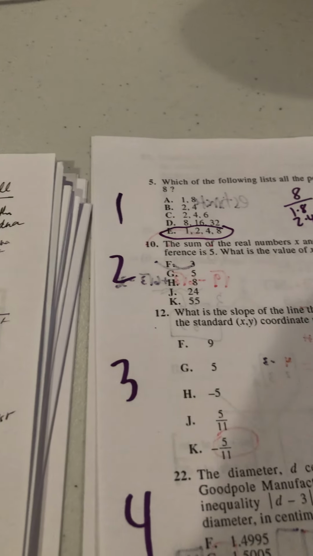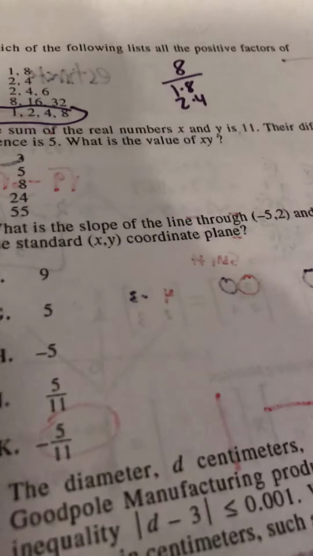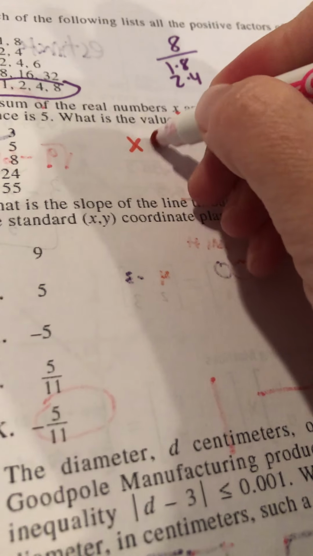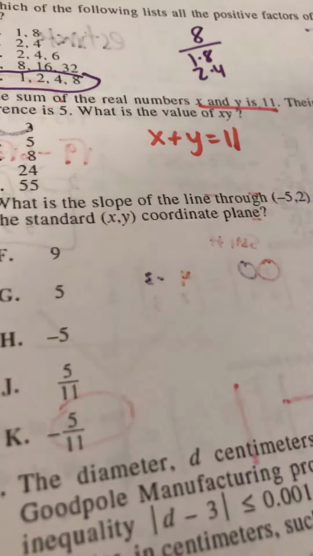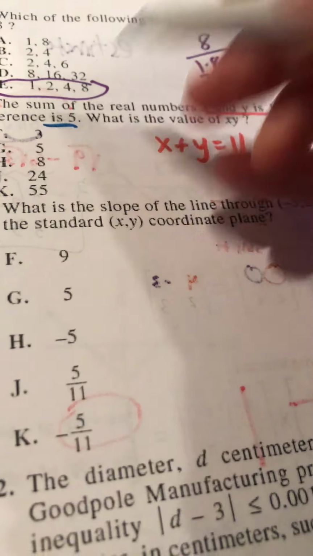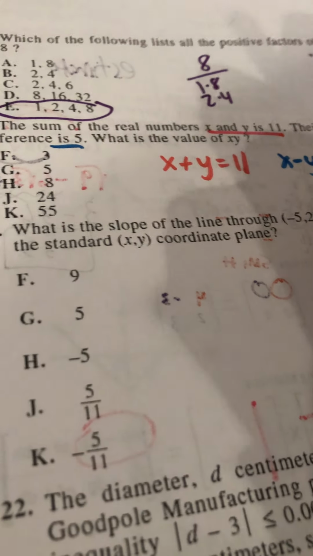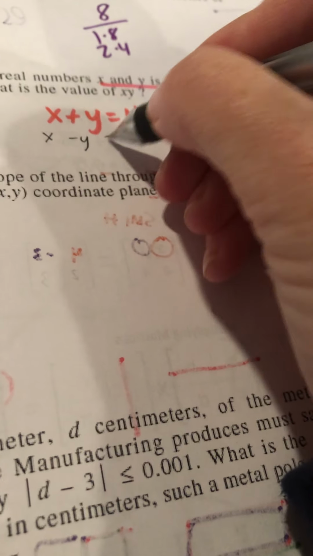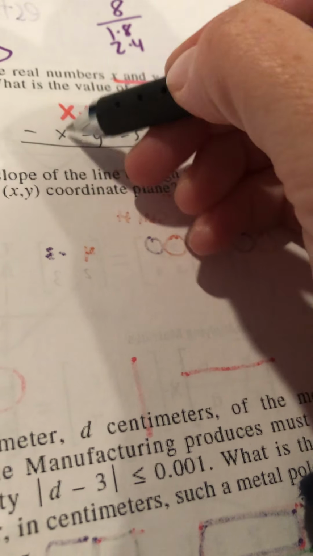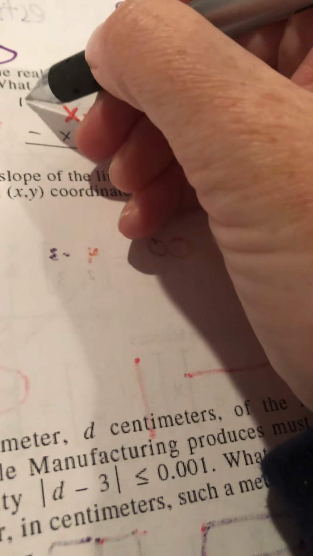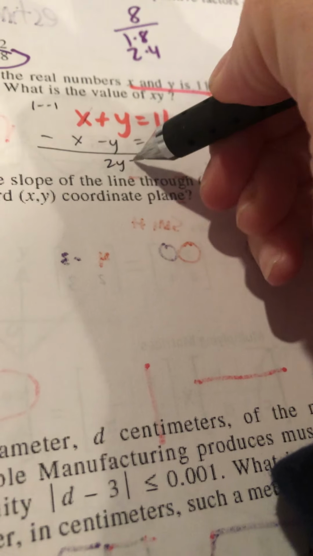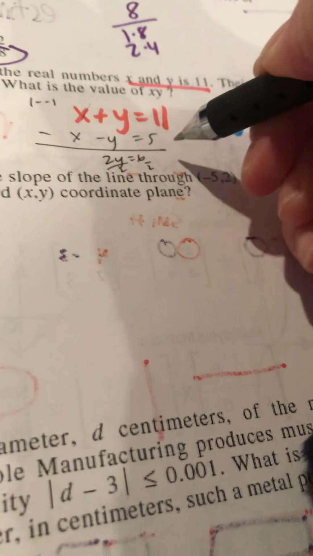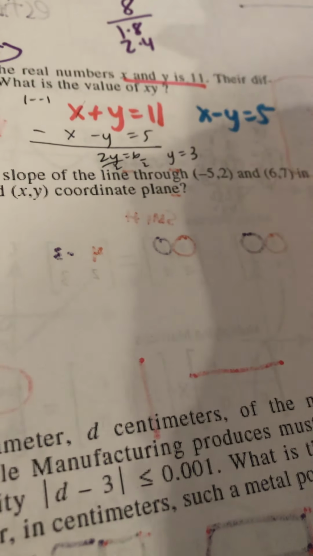Moving on to the next one, this is kind of a repeat of what we've been doing with all those different questions. It says the sum of the real numbers is 11, so x plus y is 11. And their difference is 5, so x minus y is 5. Does this look familiar? Remember, we can put this underneath and subtract. x minus x cancels out. y minus negative y makes 2y, and 11 minus 5 is 6. And so y is 3.